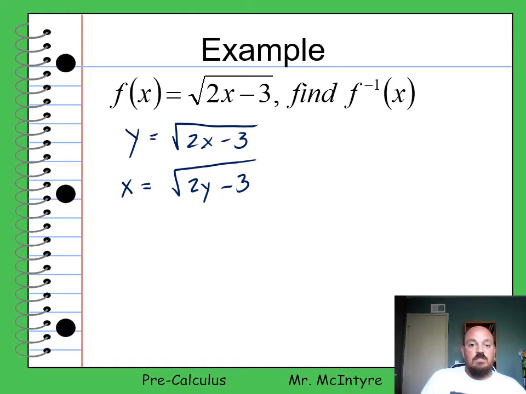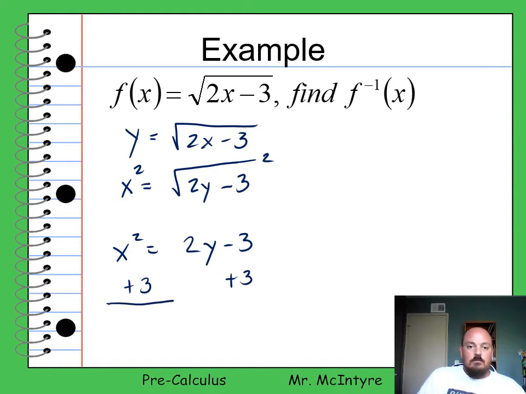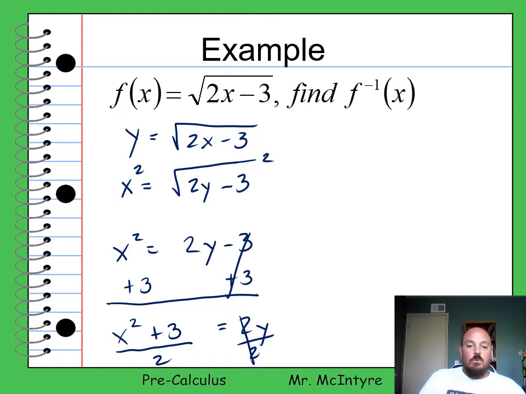So my first step for solving this equation would be to square both sides, because the square and the square root will cancel and leave just an ordinary 2y minus 3. My next step would probably be add 3 to both sides to cancel that out. And we have x squared plus 3 equals 2y. The last step is to divide by 2. And basically, once you've solved for y, this is the answer to the question.